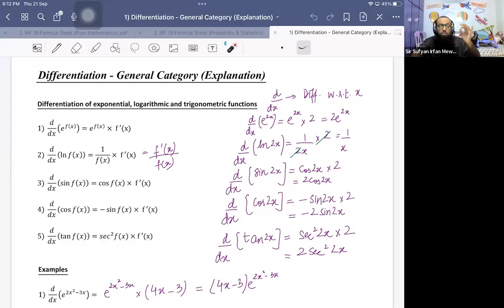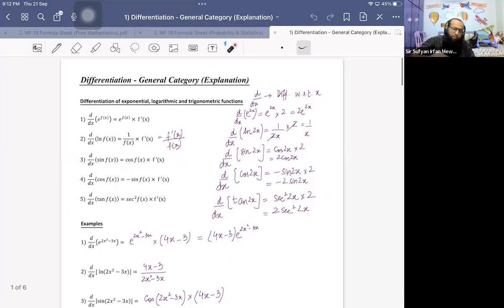I have explained all these 5 rules of differentiation. Are we all on the same page? Have we been able to understand this? Please confirm. All right, great.